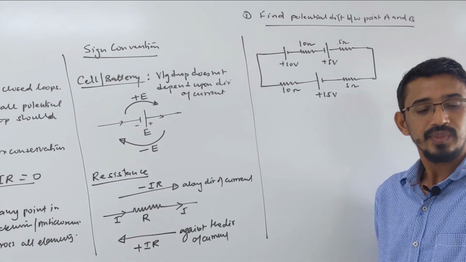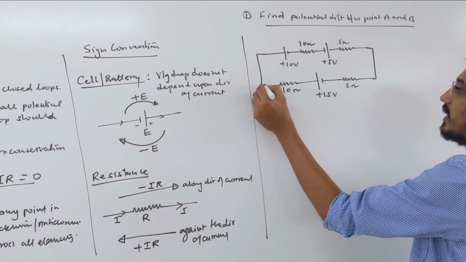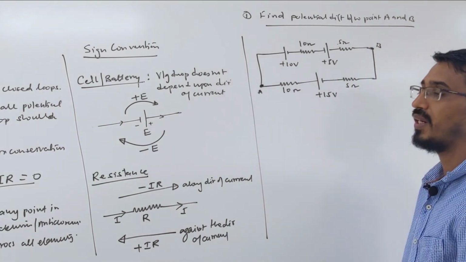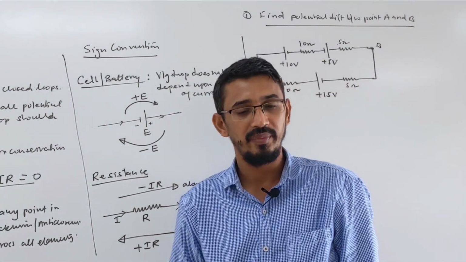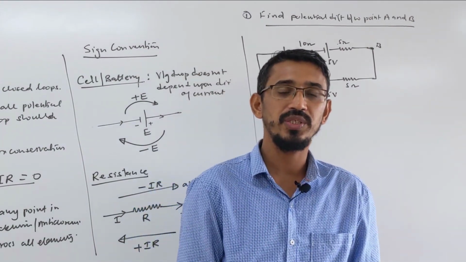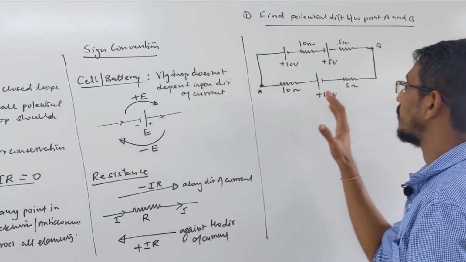Okay. Now watch carefully. Some circuit is given, and they say this is point A, this is point B. The question is to find the potential difference between point A and B. Either they will ask you the potential difference between two points, or the potential at one point is given and they will ask you the potential at some other point. Yes. So let's see this question first.